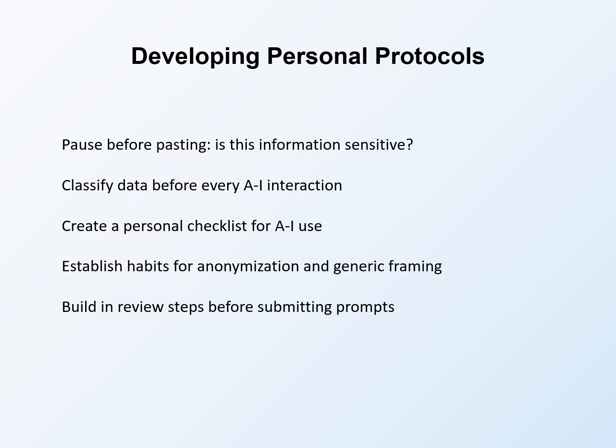Establish habits for anonymization and generic framing. When you need AI help with sensitive topics, automatically think about how to frame requests without revealing protected information. Build in review steps before submitting prompts. Read through what you are about to submit and consciously verify that no protected information is included.